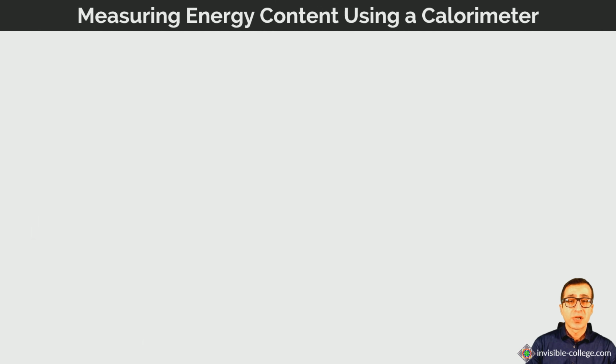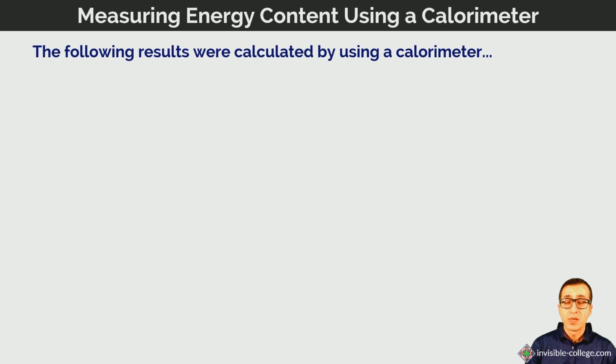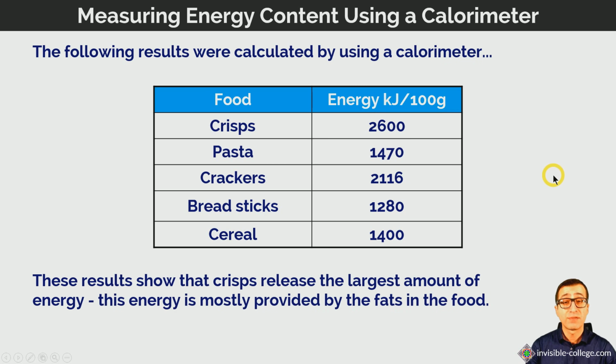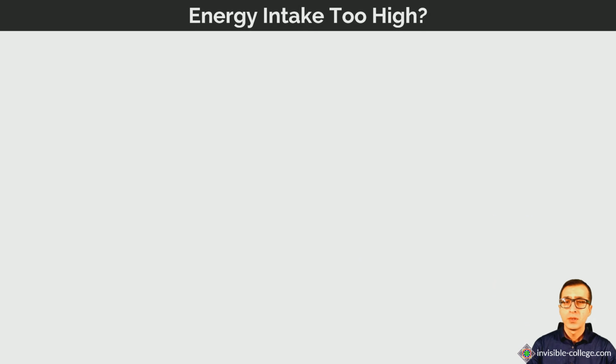So let's take a look at some results from using a bomb calorimeter here. These are typical energy content values from 100 grams of various different kinds of food. These show that the crisps released the largest amount of energy among these foods. The reason for this is that the crisps typically contain a very high fat content, and fats contain by mass a lot more chemical potential energy than typical carbohydrates.